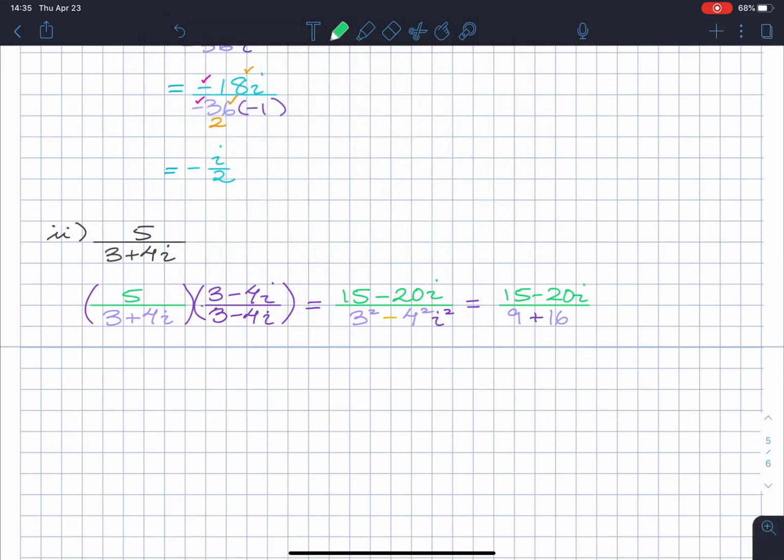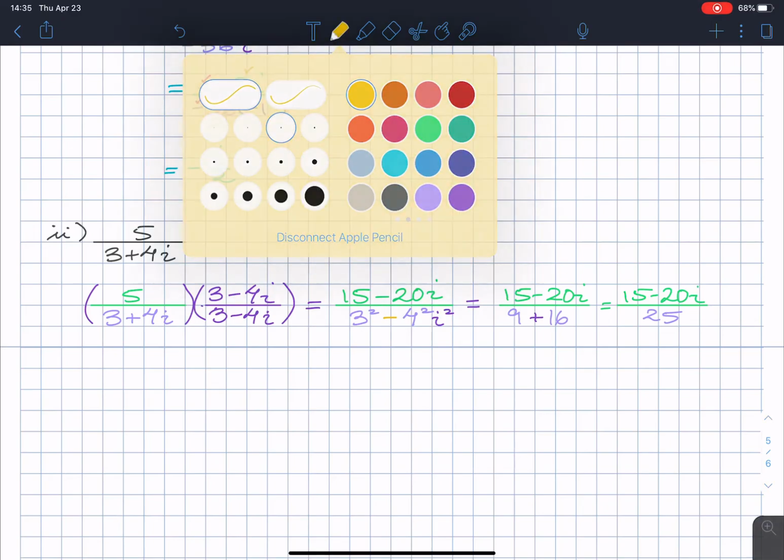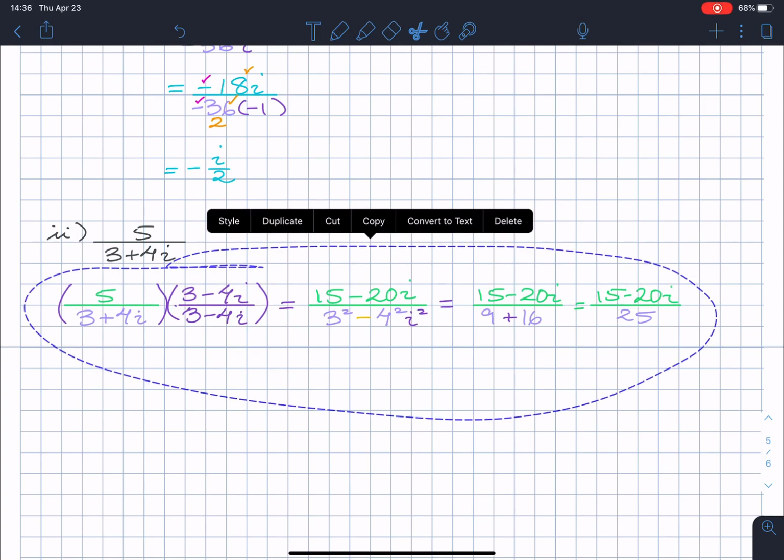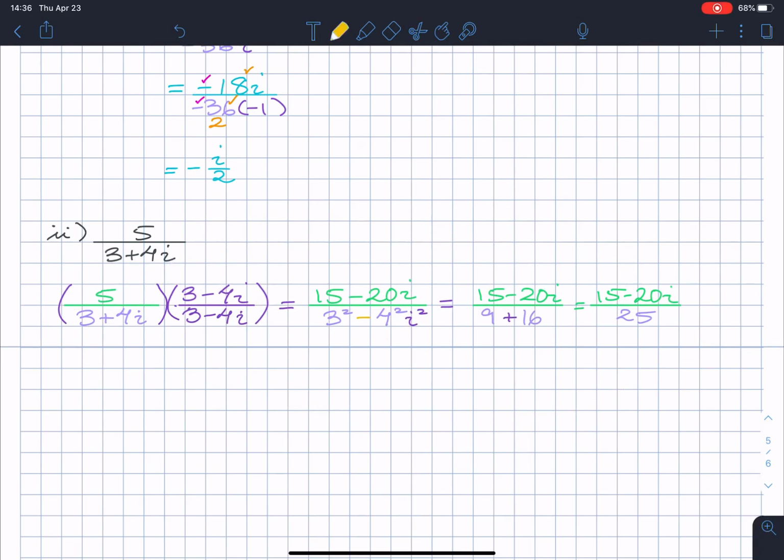Okay, so what does that give us? That gives us 15 minus 20i divided by 9 plus 16 is 25. This does reduce if we care. 5 goes into everything. Let me move this over a little bit to the left so I can keep it on this page. So 5 goes into 15 3 times, into 20 4 times, and into 25 5 times. So this becomes 3 minus 4i all over 5.